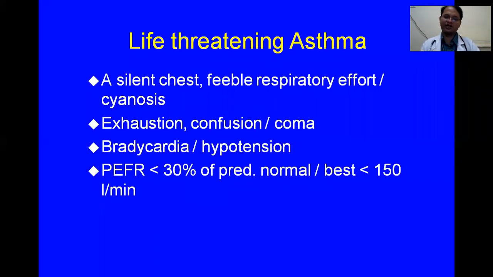In patients who are having life-threatening asthma, there will be silent chest, feeble respiratory efforts, and the patient will be cyanosed. There will be exhaustion, confusion, and even coma. Patient will be having bradycardia and hypotension. PEFR will be below 30% of the predicted normal. It might also be below 150 liters per minute.